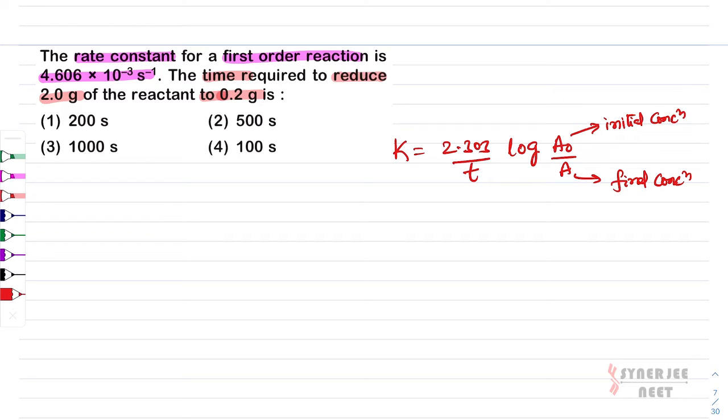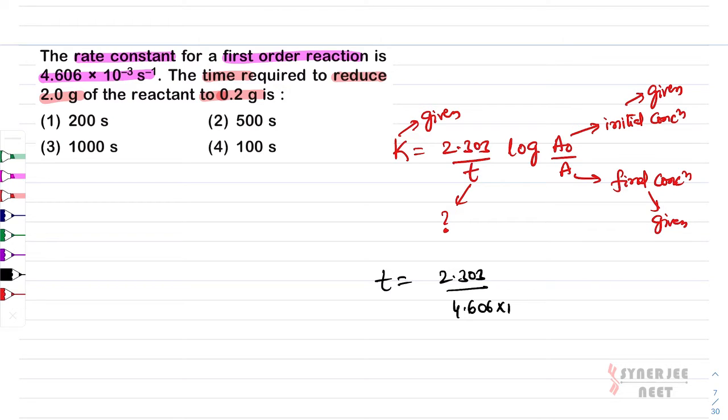Now, the rate constant is given. This value is given in the question only: 4.606 into 10 power minus 3. And they are asking what is the time. The initial concentration is also given as 2 grams, and the final concentration is also given. You just have to substitute. So T is equal to 2.303, I am bringing the K to the denominator and substituting that K, 4.606 into 10 power minus 3, into logarithm of A naught. A naught means initial concentration.